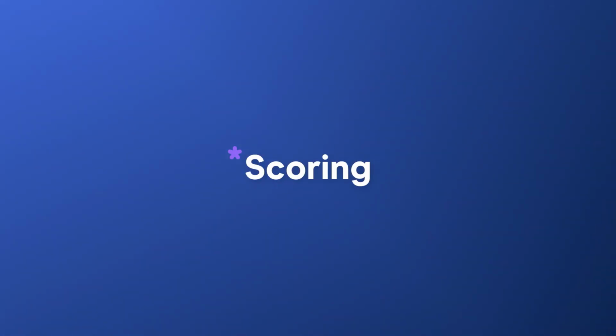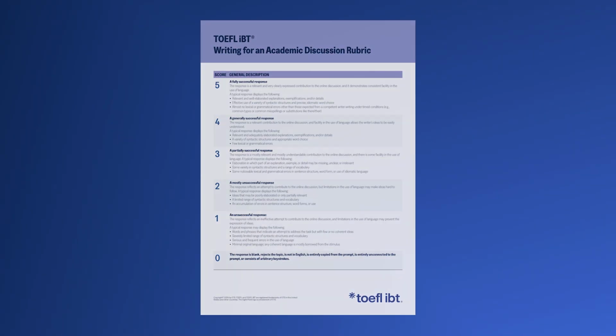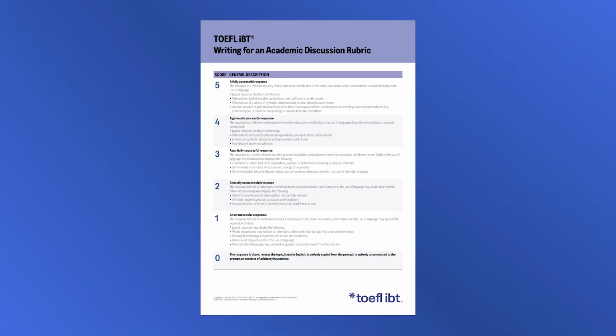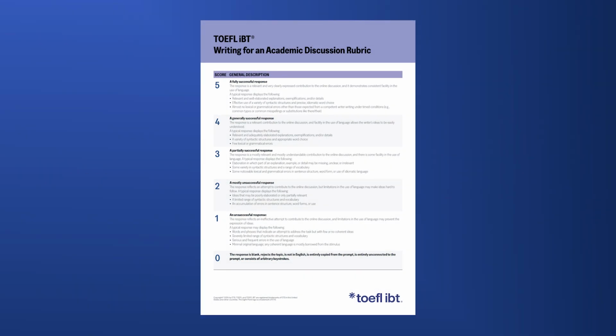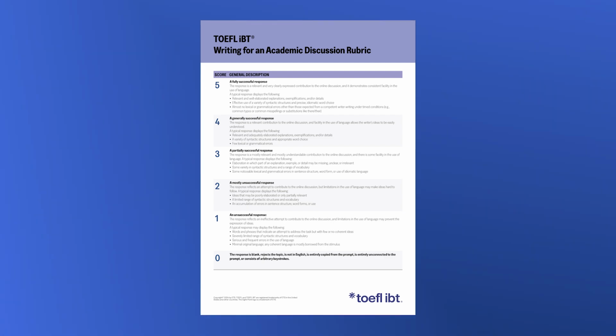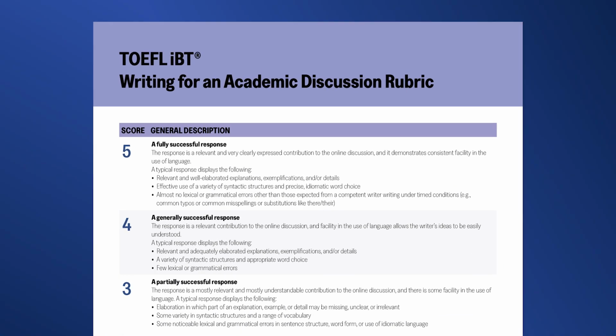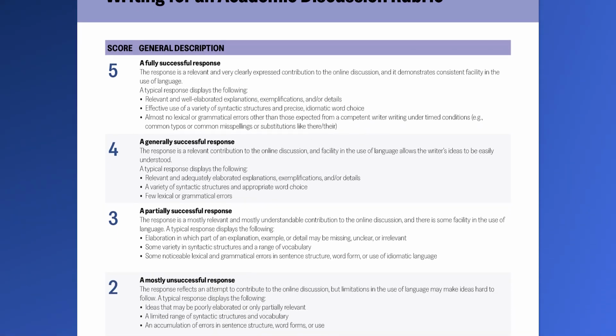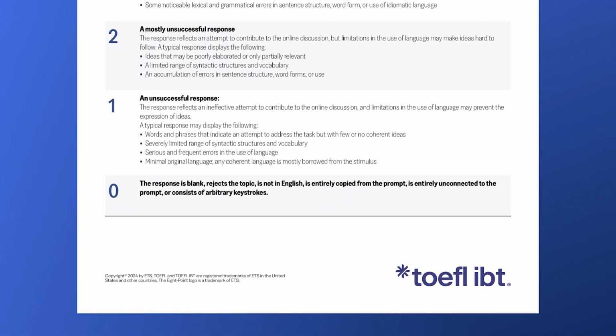Let's quickly look at how Writing Task 2 is scored. The writing for an academic discussion task is also scored on a scale of 0 to 5 and then converted to a scaled score out of 30 for the writing section. So the raters are looking at your content, your vocabulary, and your grammar.